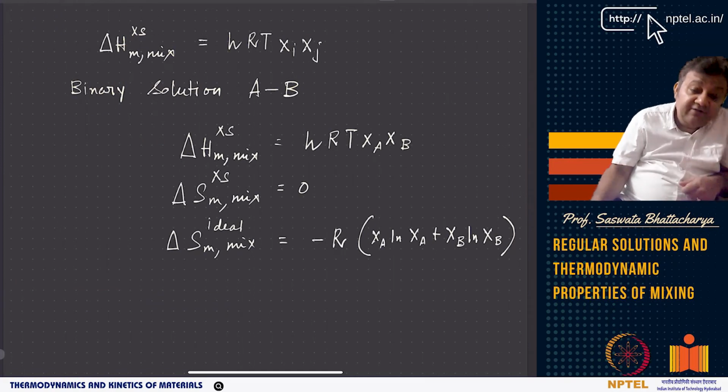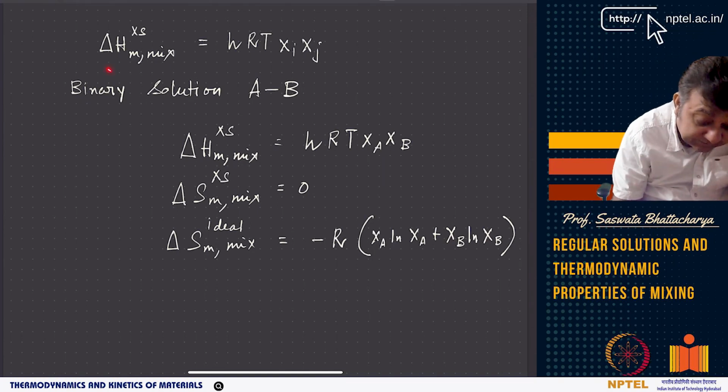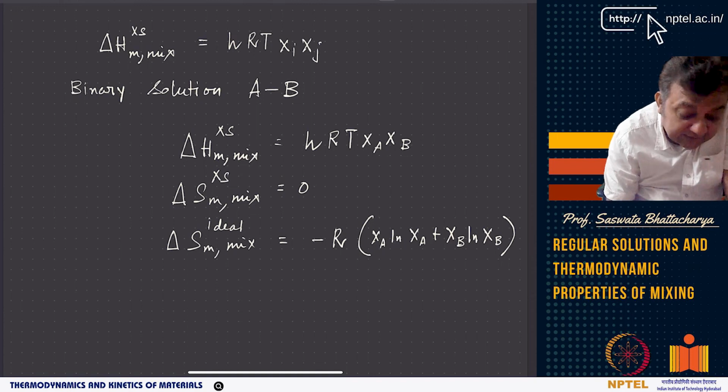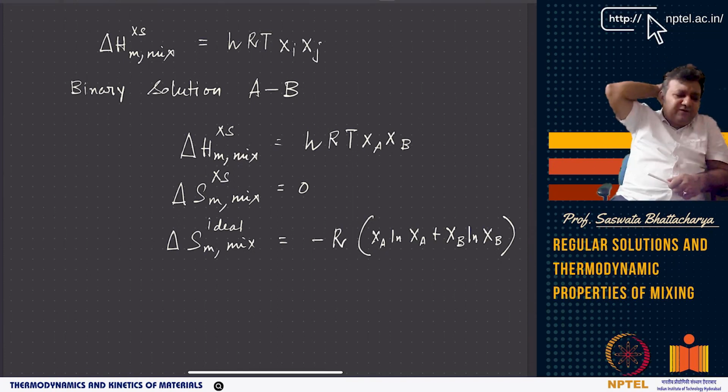For a regular solution, we basically use a form given by this: ΔH_mix excess is nothing but h RT xi xj. This is not equal to 0, whereas it was 0 for ideal solutions. So for real solutions, in particular for regular solutions, you can assume pairwise interactions, and you can write the excess enthalpy of mixing to be h RT xi xj.